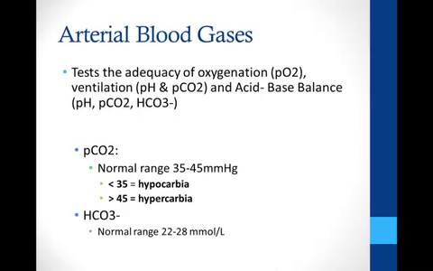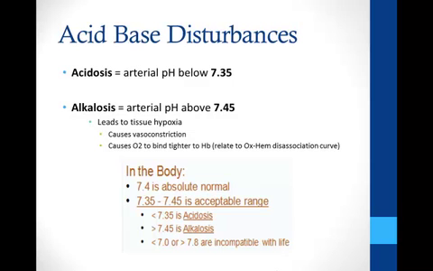PCO2 is the partial pressure of CO2 in the arterial blood. The level is controlled by the respiratory system, and it tells you how well the patient is ventilating, whereas bicarb is the measurement of bicarb in the arterial blood, and it's regulated by the kidneys.